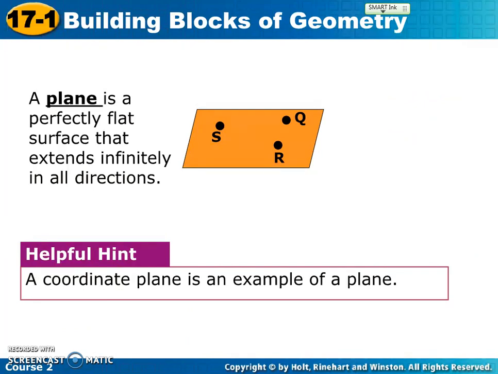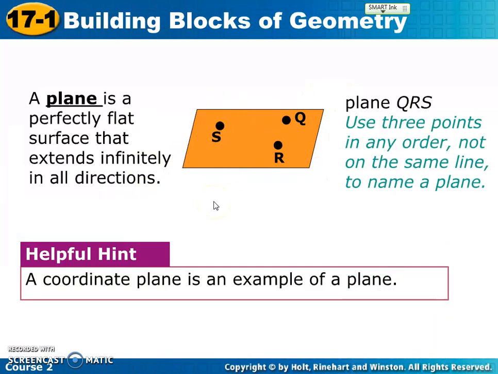Our third one here is called a plane. A plane is a perfectly flat surface that extends infinitely in all directions. You'll notice here is a picture of a plane. Okay, so it's a flat surface, and it holds items. In this case, it is holding point S, point R, and point Q.